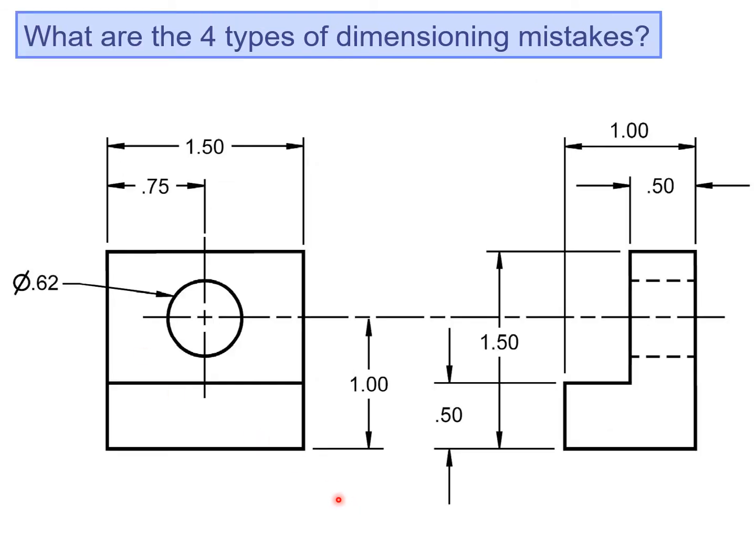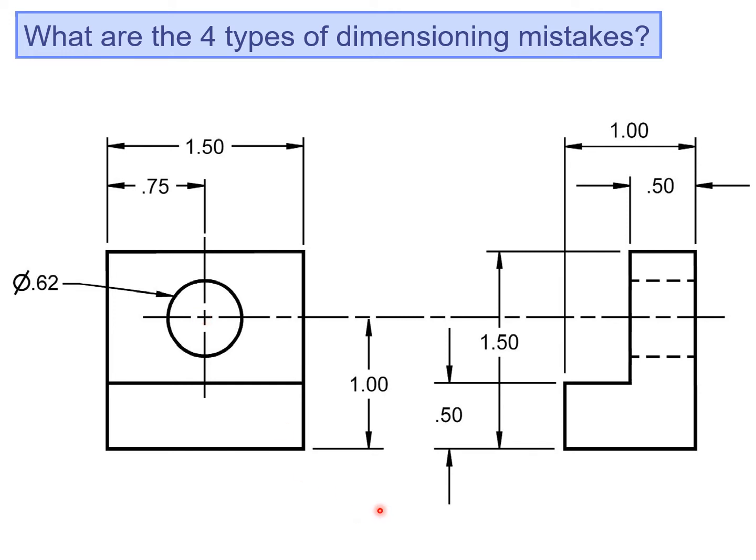Okay, here's another example again of what you're going to see on your homework assignment. So what are the 4 mistakes? Okay, so the first one that stands out is the center line. The center line should not go from one view to another view. These should be separate center lines. Okay, so we would create a center line and a separate center line, which represents the axis of the hole and the center of the circular hole.